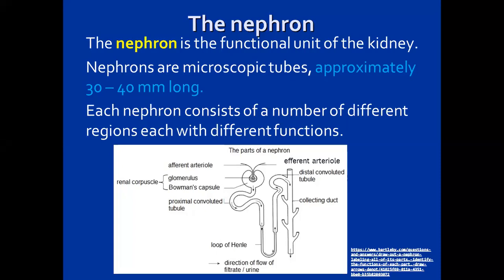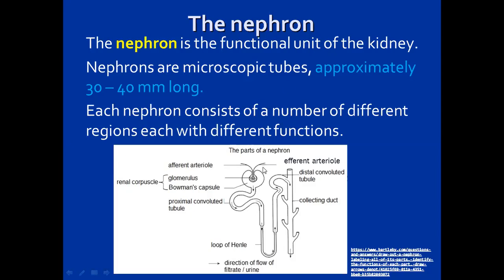So I'm going to go back and just quickly revise the work that you did last lesson on the nephron. Remember that the nephron is the functional unit of the kidney. In other words, it's the part of the kidney that does the work of the kidney. Each kidney is made up of many hundreds of thousands of nephrons. They're very tiny, they're microscopic, and they've got lots of different regions that perform different functions. So let's quickly go through it as a revision.